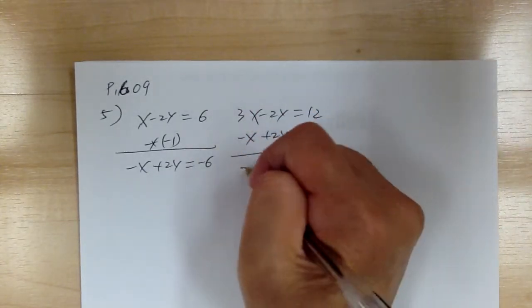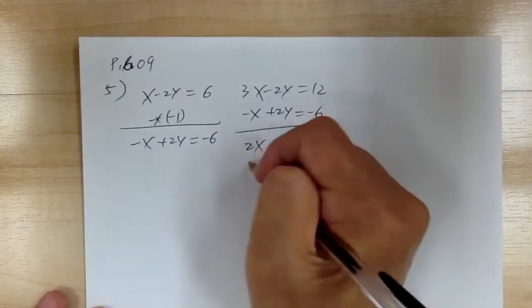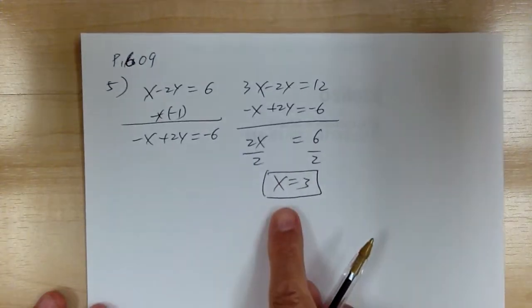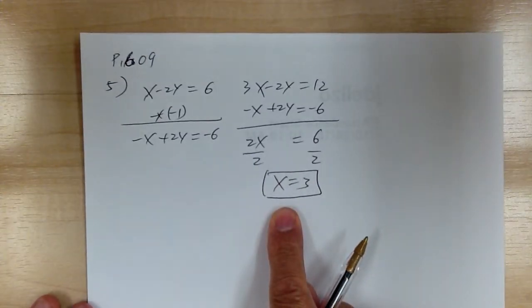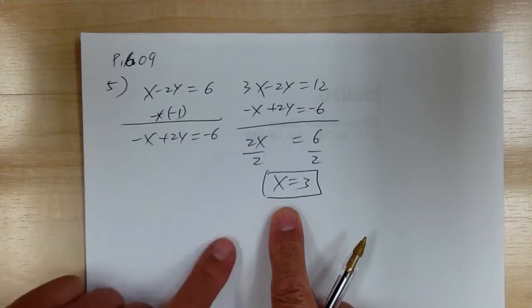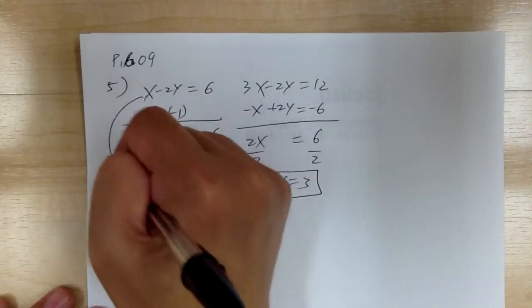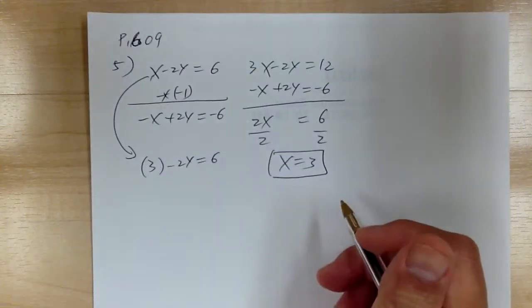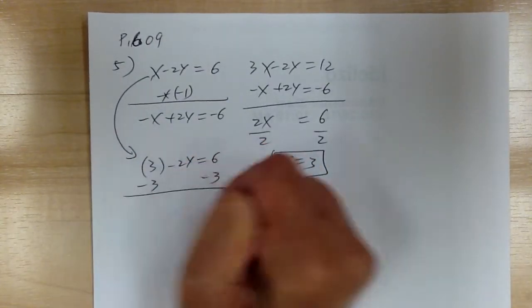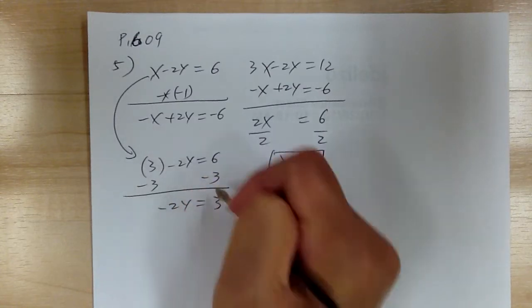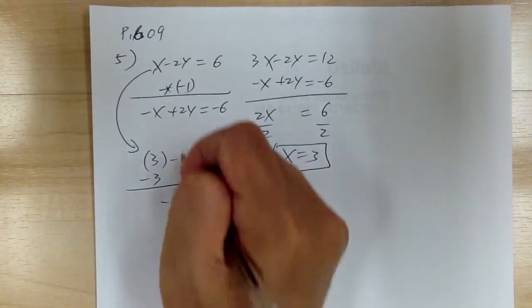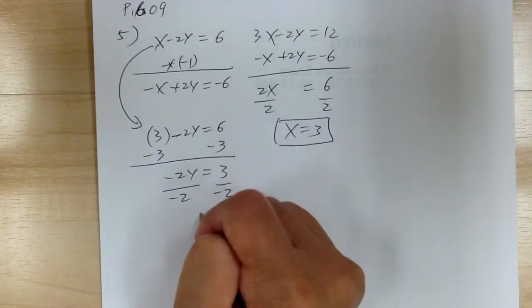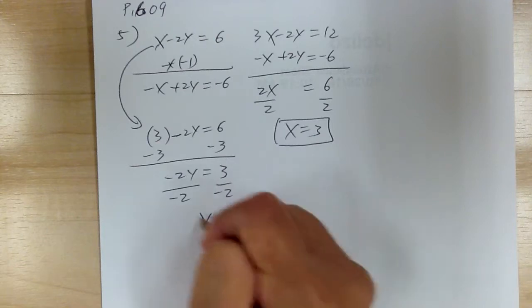So this will give you 2x equal to 6. Divide by 2, so x equal to 3. Once you find x, you can look for y. So I guess you can use this one here. So 3 minus 2y equal to 6. So minus 3 on both sides. So you've got negative 2y equal to 3. Now make sure you line up everything so that you don't miss anything. So divide by negative 2, divide by negative 2. So y equal to negative 3 over 2.